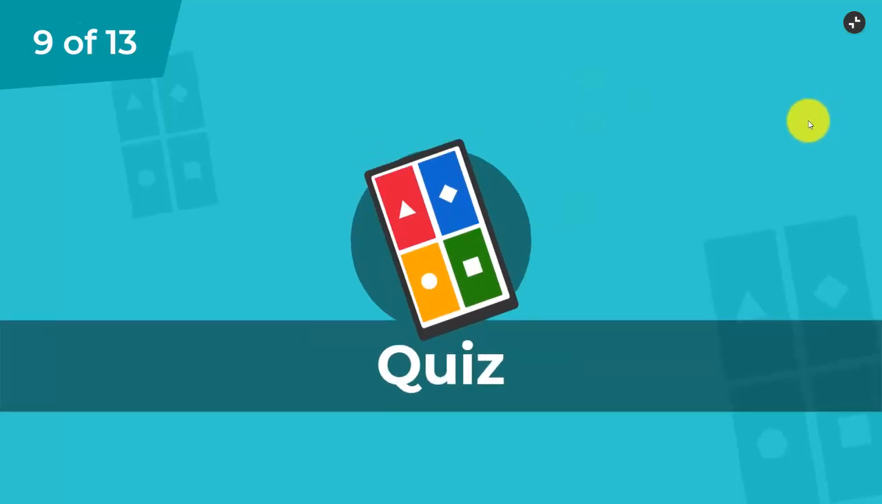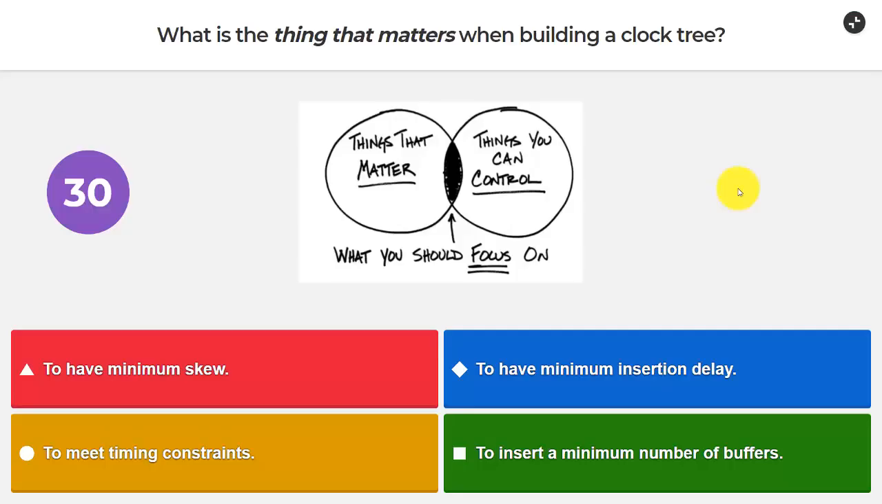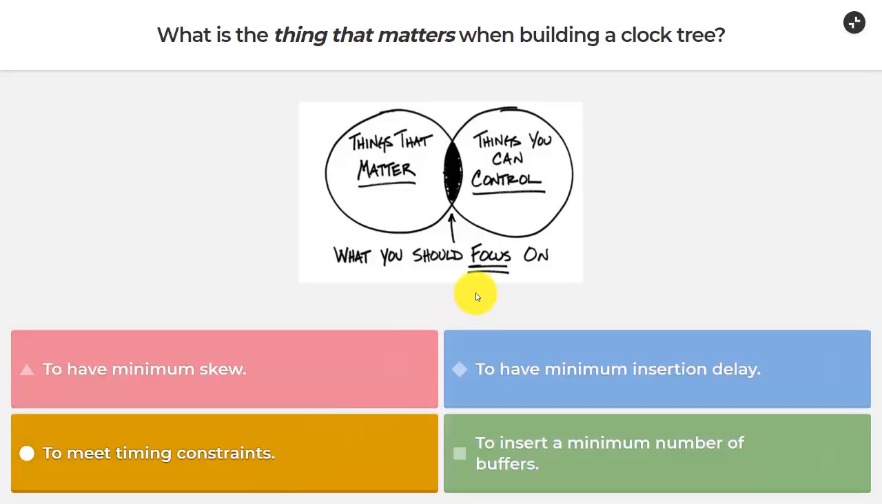Okay, so with that, we'll go to question number 9. What is the thing that matters when building a clock tree? And I love this picture. We have over here the things that matter, and here's the thing that you can control. But the question is, what should you focus on? So what matters? Does it matter to have minimum skew? Does it matter to have minimum insertion delay? Does it matter to meet timing constraints? Or does it matter to insert a minimum number of buffers? And remember, these three were the points of classic CTS, but actually the thing that matters is this one.